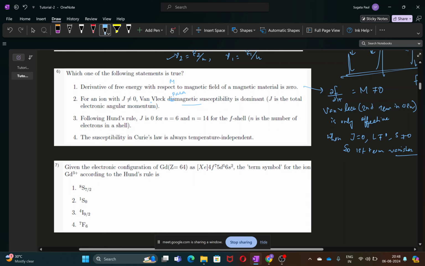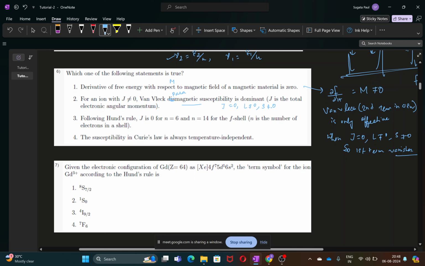So this option number 2 is also not correct, because here it is said that for J not equal to 0 Van Vleck will dominate, but it is for J equal to 0 that it is dominant. And not only J equal to 0, but you have to ensure that J equal to 0 with L and S non-zero: J equal to 0, L not equal to 0, S not equal to 0.